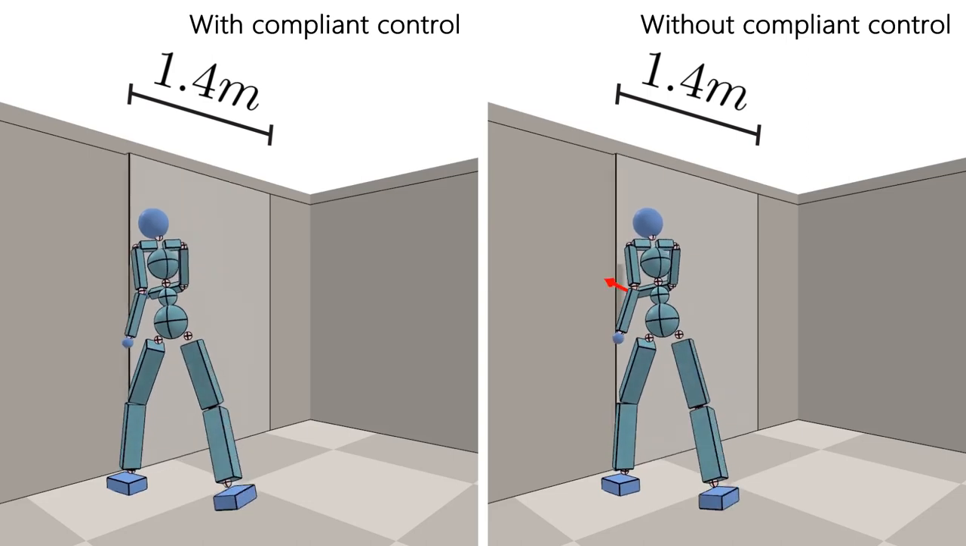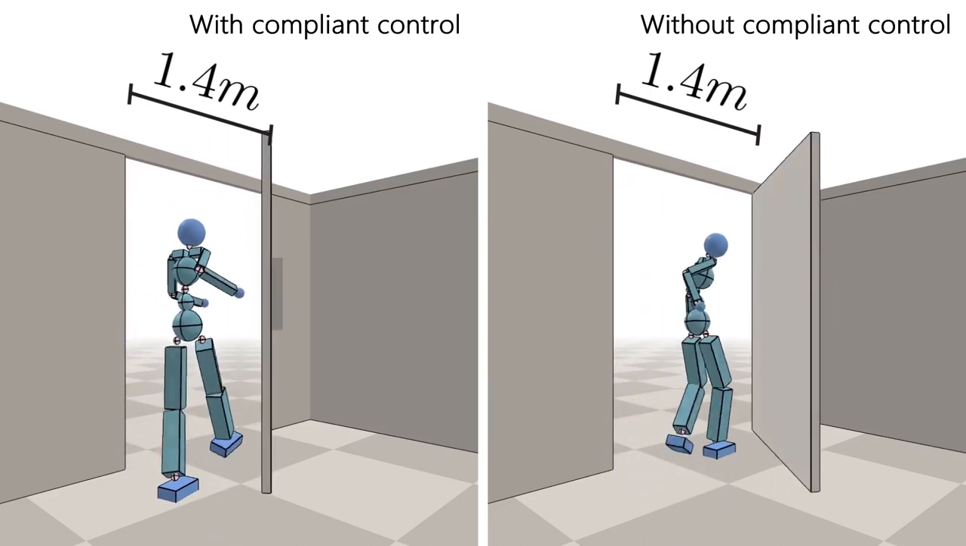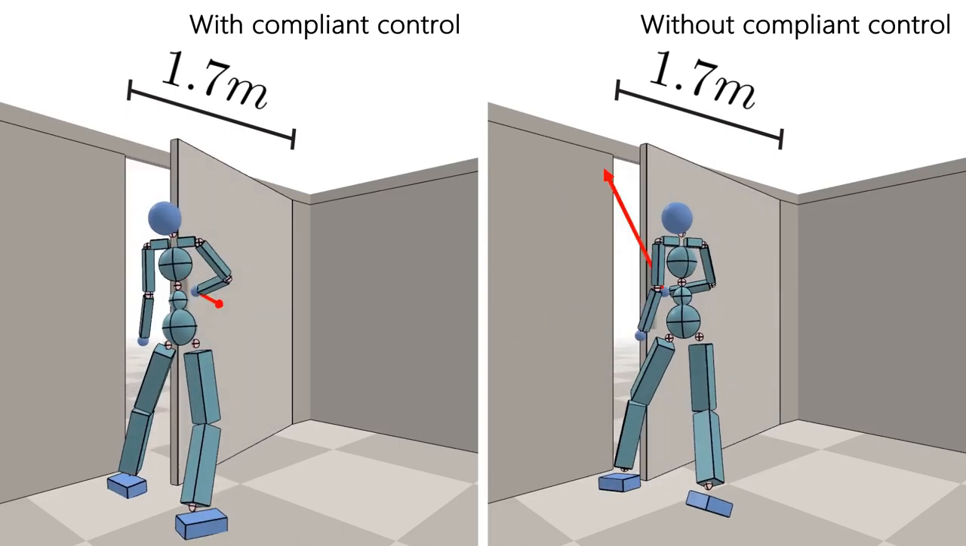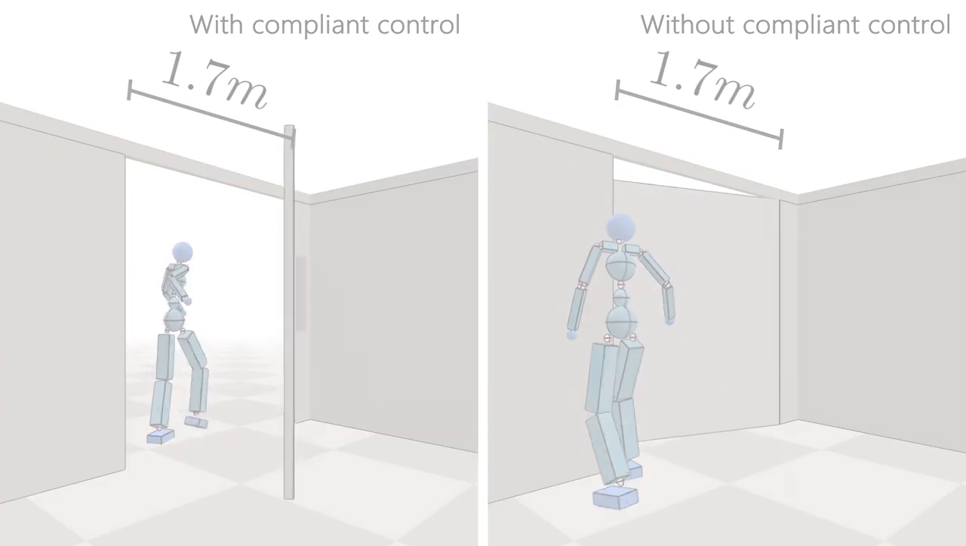This decreases the forces acting perpendicular to the knob's normal direction. As a result, the character can open the 1.7 meter door even though it only learns to open the 1.0 meter door.